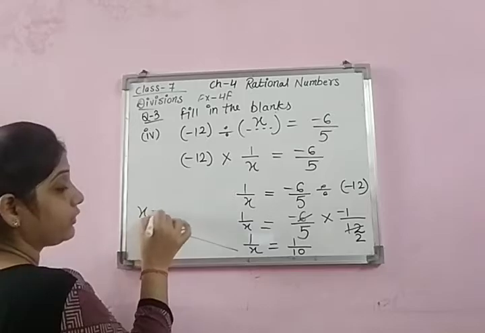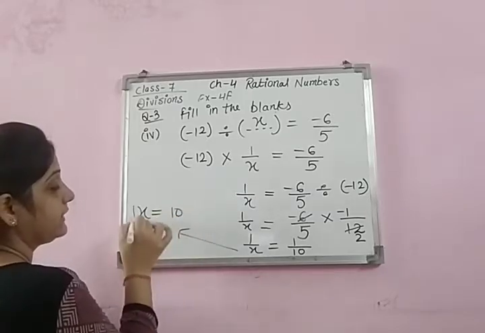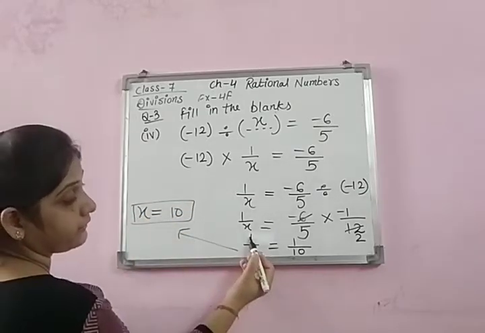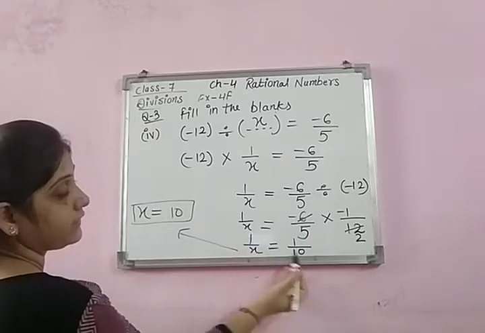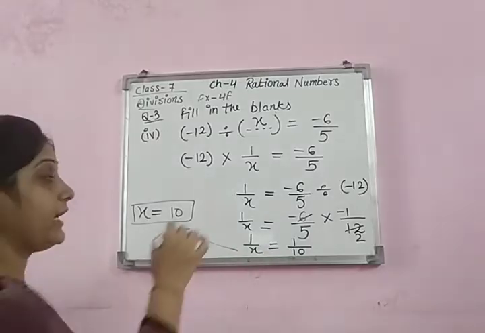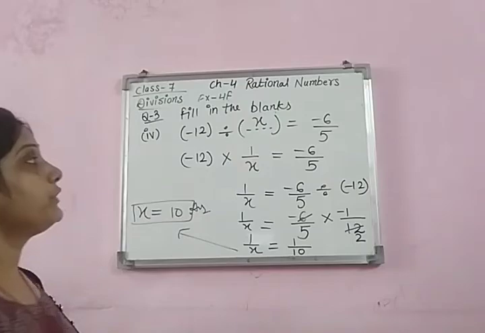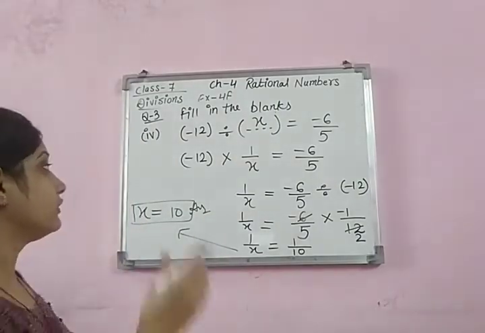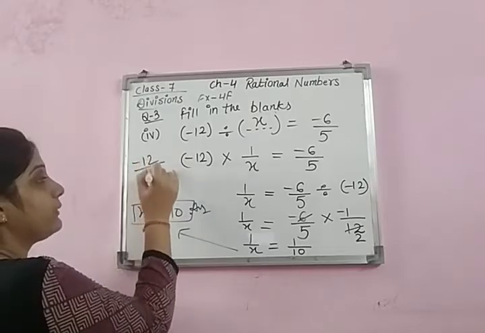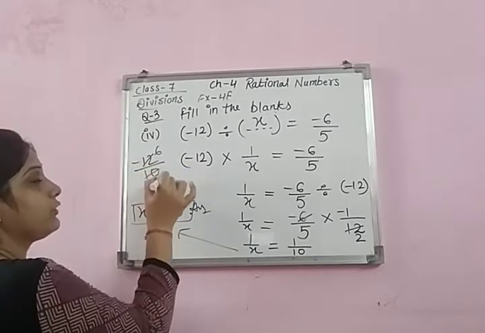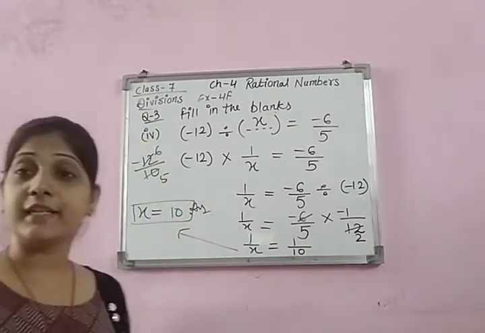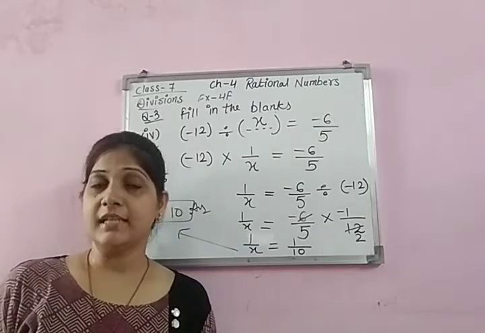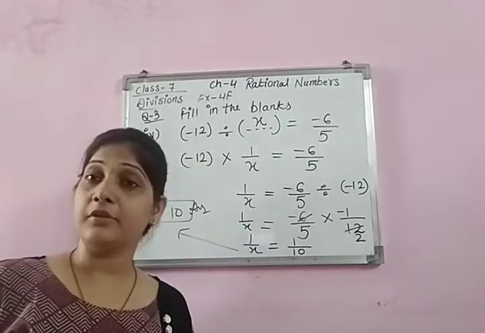So what is the reciprocal of 1 upon 10? It is 10. You can compare: the numerators are equal, so x equal to 10 will be the answer. So when you divide negative 12 by 10, look, do we get negative 12 by 10? 2 6s are 12, 2 5s are 10. Do we get negative 6 upon 5? Yes. I am explaining you the whole procedure.